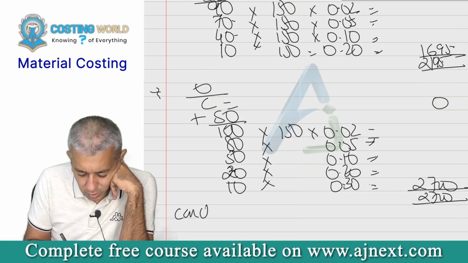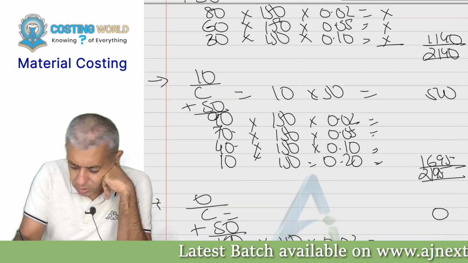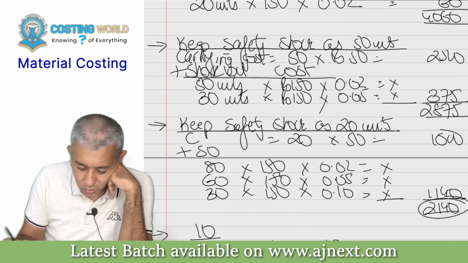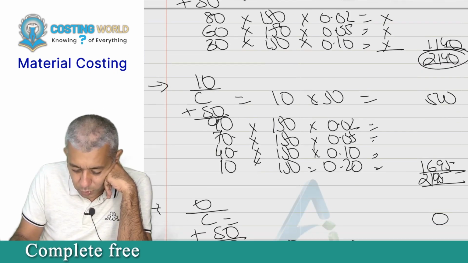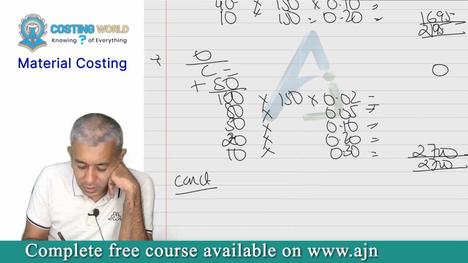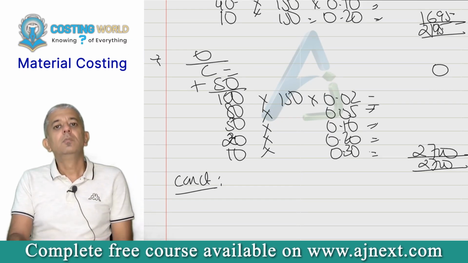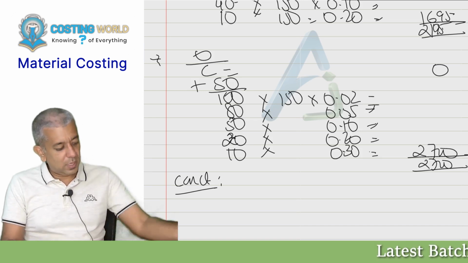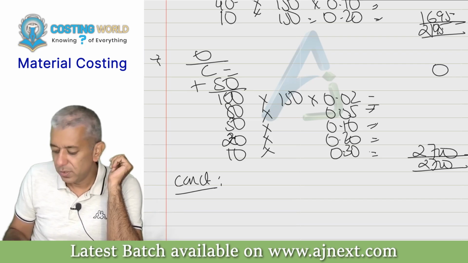Okay. So conclusion, wherever my total cost is least, that will be the best one. So therefore this is supposed to be the best one. So therefore keep safety stock as 20 units. Okay. So put the conclusion there, please. Keep safety stock as 20 units, as it leads to the least cost.